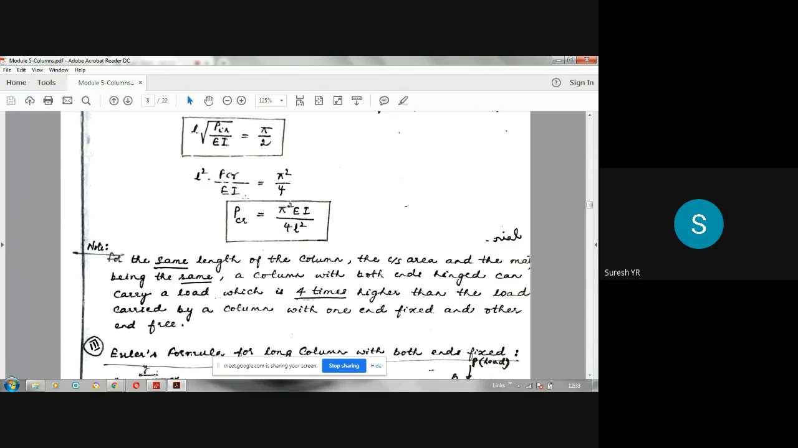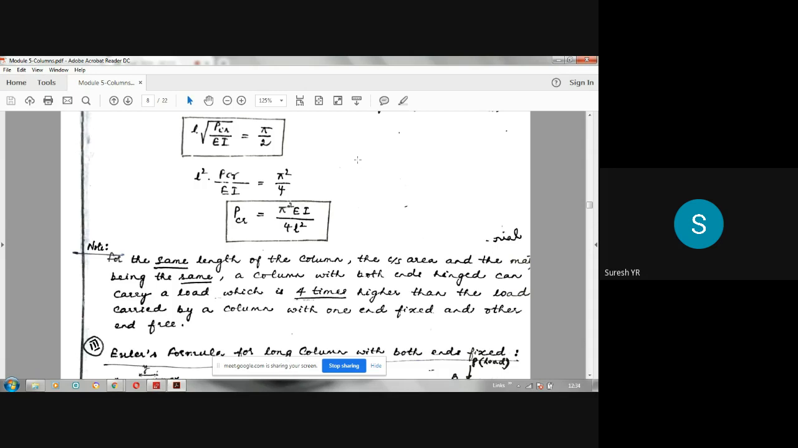If you compare this and that, PCR of that is more, because here in the denominator we have 4L square, and there in the denominator we have only L square. That means for the same value of L, E and I, the column with both ends hinged will take more load than this column. That is stronger, because this value is less. How much less? 4 times less. If you take that one as PCR1 and this one as PCR2, PCR1 is 4 times PCR2, or PCR2 is 1 by 4 times PCR1. If you take 1 by 4 outside, you will get pi square EI by L square, the value you got for both ends hinged.